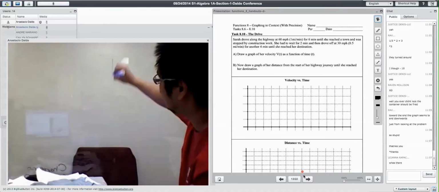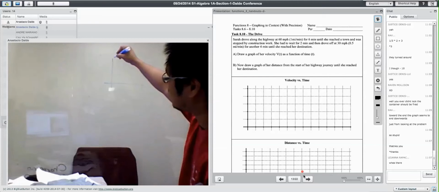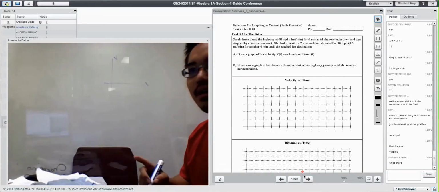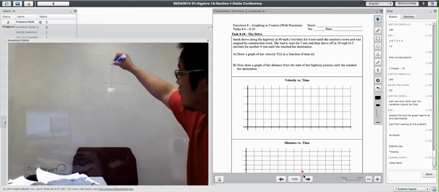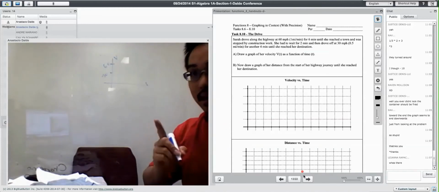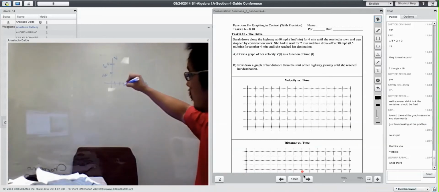If we're talking about a velocity versus time graph, what we're looking at here is at what velocity she drove. Well, up here is 60. This is 30. She drove at 60 miles per hour for 6 minutes. So 1, 2, 3, 4, 5, 6, 7, 8, 9, 10.